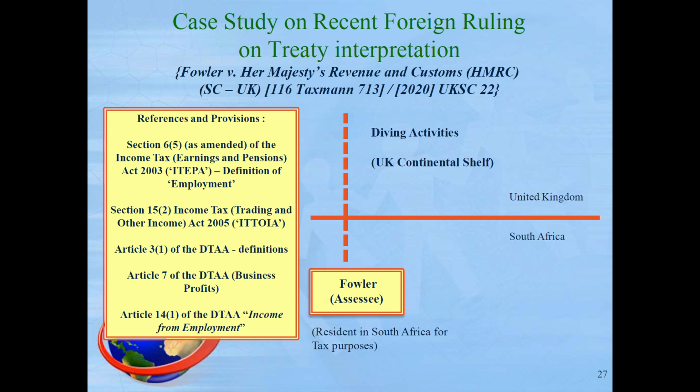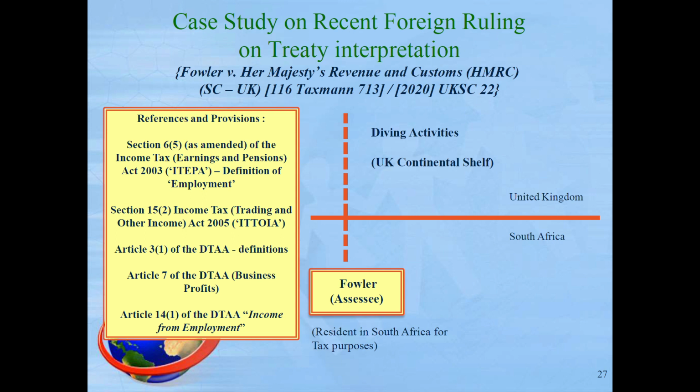And the DTAA between South Africa and the UK was considered. As per the DTAA, Article 7 was for business profits, and it would be taxed in the UK only if he had a PE, that is, a permanent establishment. Otherwise, he would be taxed only where he is a resident, that is South Africa. And as per Article 14, there is employment: if he is there for employment reasons, then he would be taxed in the UK. On the facts of this case, this looks like a simple case.